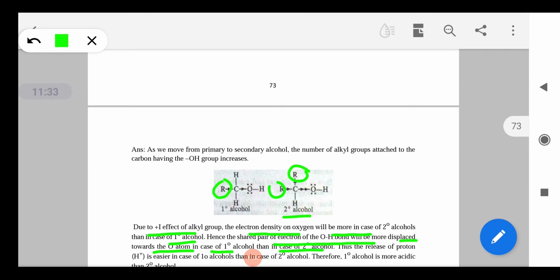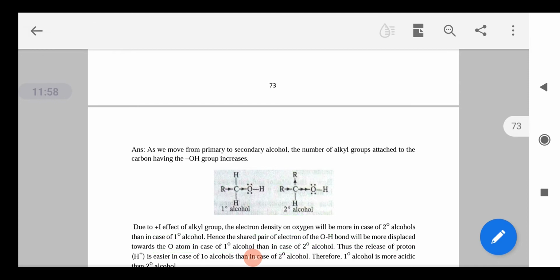Okay, so in simple language you can also show that due to the greater alkyl group, the plus I effect is more, so electron density on the oxygen atom of OH is more, so it is difficult to break the bond between O and H, so it is difficult to release the proton, so secondary alcohol becomes less acidic. But this is not the case in primary alcohol.